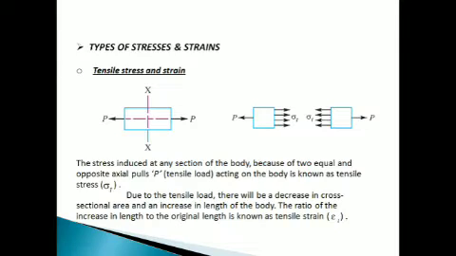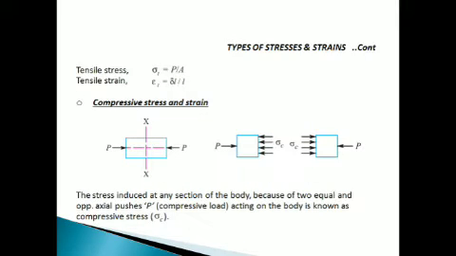Due to this tensile load, there will be a decrease in cross-sectional area and increase in length of the body. This ratio of increase in length to the original length is known as tensile strain. The tensile stress is expressed as sigma t and tensile strain as epsilon t. Compressive stress and strain.